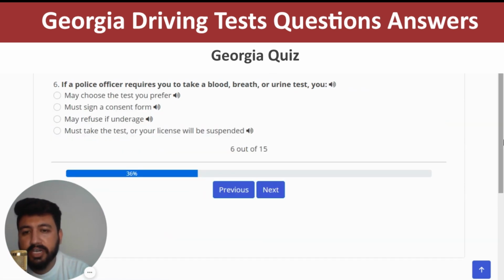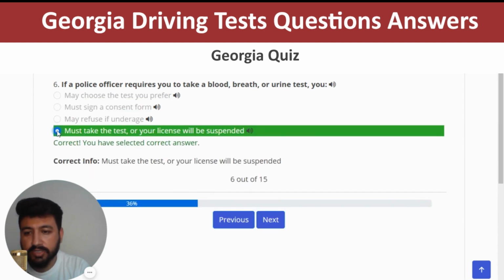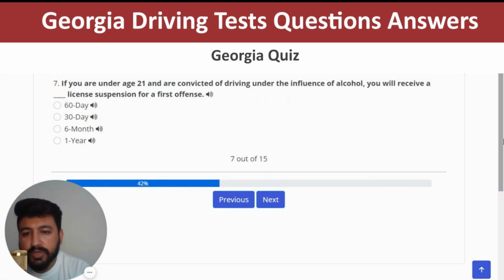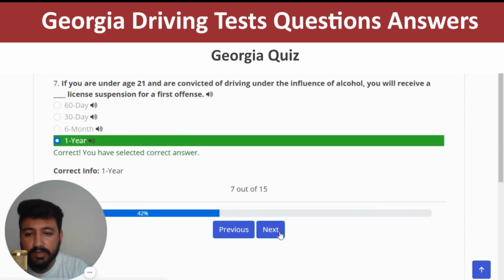If a police officer requires you to take a blood, breath, or urine test, the right answer is must take the test or your license will be suspended. So I'm going to click on the last option, which should be the right one. This is correct. And next. If you are under age 21 and are convicted of driving under the influence of alcohol, you will receive a blank license suspension for a first offense. The right answer is 1 year. So I'm going to click on the last option and next.